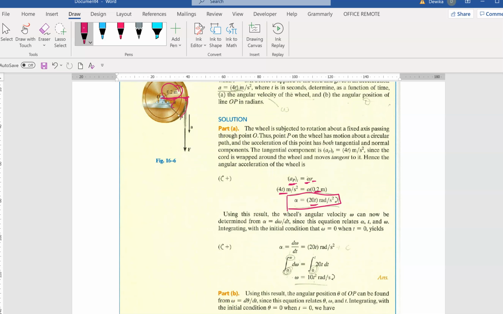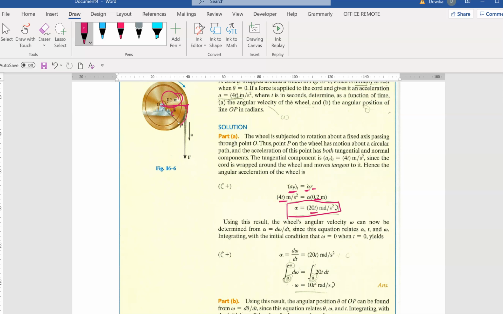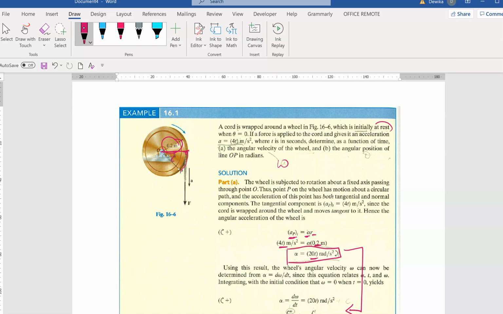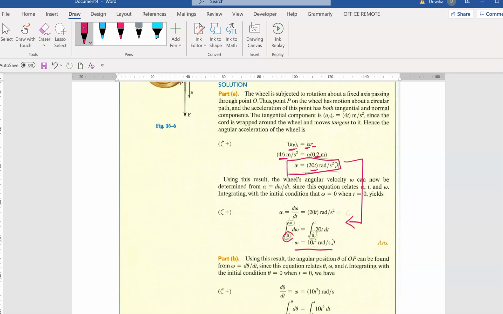Now if you want to find the angular velocity, what do you do? You integrate, because you are at alpha and you want to find your omega. So when you integrate with time, what are the hints that are given? Initially at rest when theta is 0. So that is the hint. Can you see that? 0, 0. So omega final with the time final, we don't know. When you integrate, you get that omega equals 10 t squared. So the first part is done.